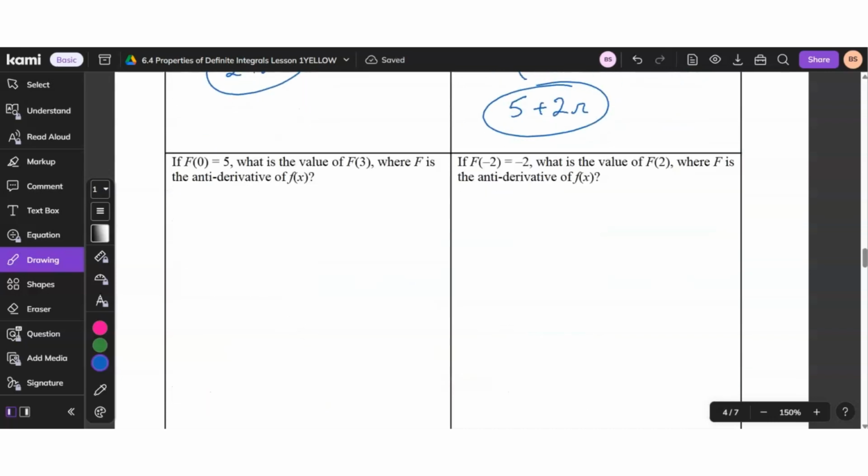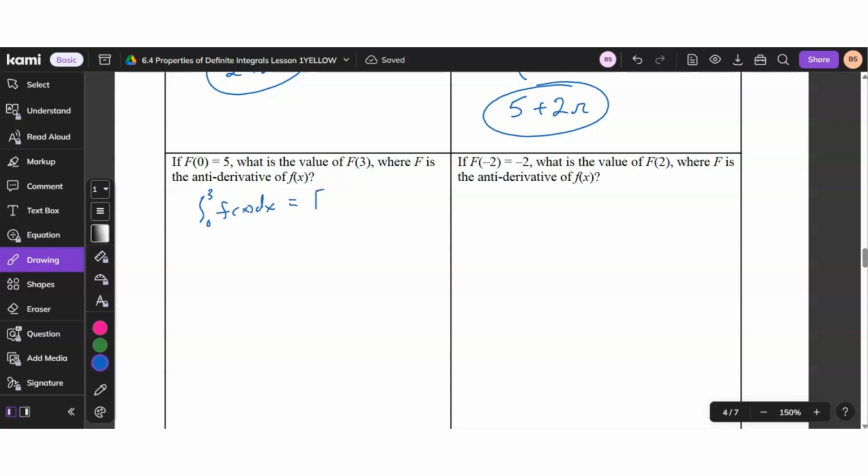All right, so now what we're going to do is apply some of that fundamental theorem that we learned. So if f of 0 equals 5, what is the value of f of 3, where f is the antiderivative of f of x? So if we have 0 and we need 3, that means that has to be the bounds on our integral. So we're going to go from 0 to 3 of f(x) dx.